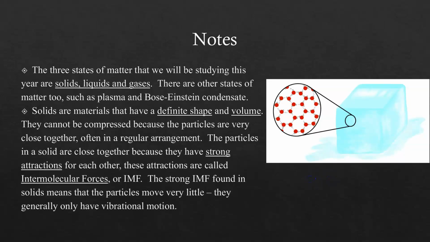So on to our notes. The 3 states of matter that we will be studying this year are solids, liquids, and gases. There are other states of matter too, such as plasma and Bose-Einstein condensate. Solids are materials that have a definite shape and volume. They cannot be compressed because the particles are very close together, often in a regular arrangement.